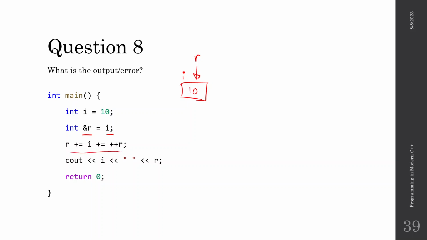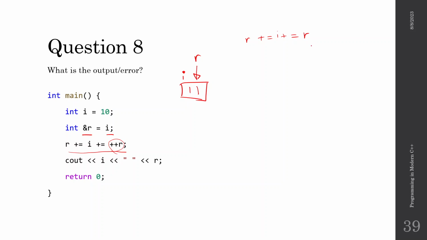Now we come to this confusing line. In this line, the increment operator will have the higher priority. So first the plus plus R will be done. So this will be incremented from 10 to 11. Now basically, if we ignore the plus plus operator, we have something like this.